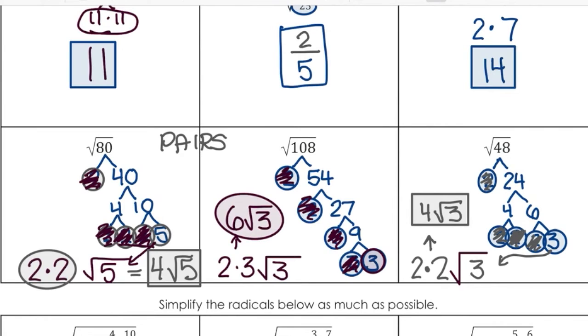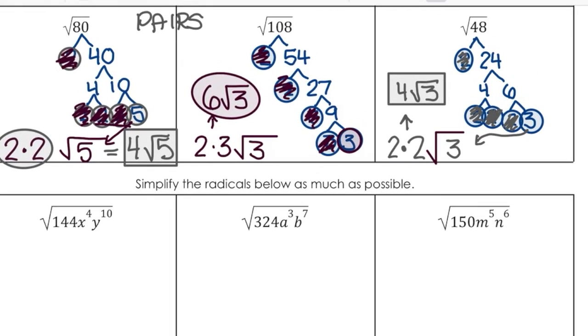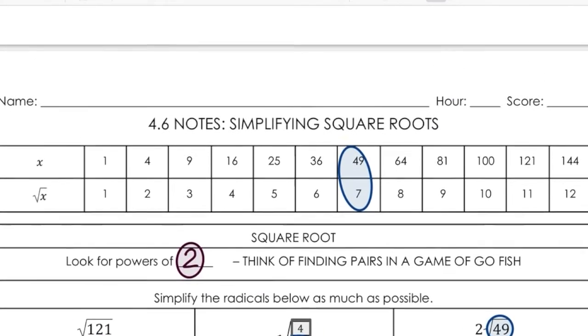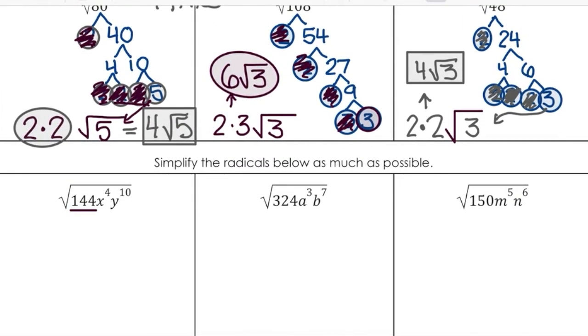Now let's talk about how to do it with letters. It's going to be the same idea. This time I have 144, which is on my perfect squares list. The square root of 144 is 12. So that's going to become 12.